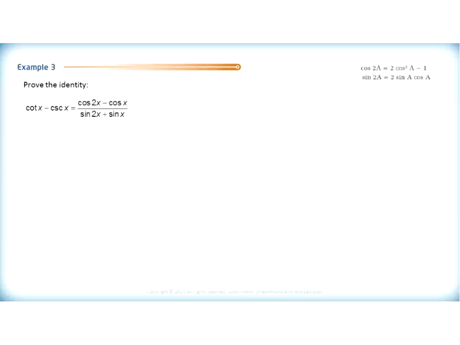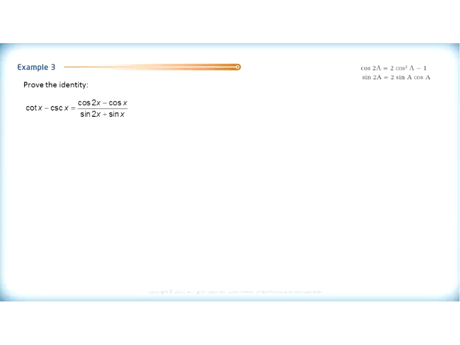Okay, let's have a look at example 3. Prove the identity. Again, involving factoring, hopefully. Just by looking at it, there are no common factors that I can remove. I've got a cosine 2x and a sine 2x, so I know I've got to get rid of those. So let's see if we can get rid of those two.